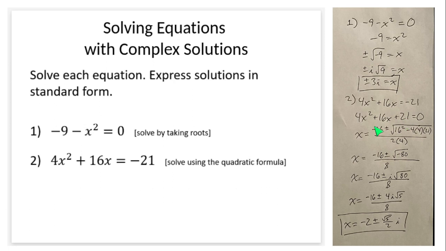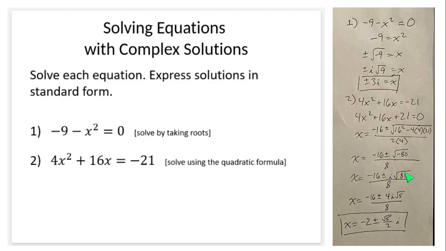Substituting in, we get opposite b plus or minus the square root of b squared minus 4ac all over 2 times a. You'll notice that after evaluating under the radical, I get a negative number, which is why number 2 is in this section. So now I need to render this in a plus bi form. That starts by acknowledging i. The square root of negative 80 is i times the square root of 80.